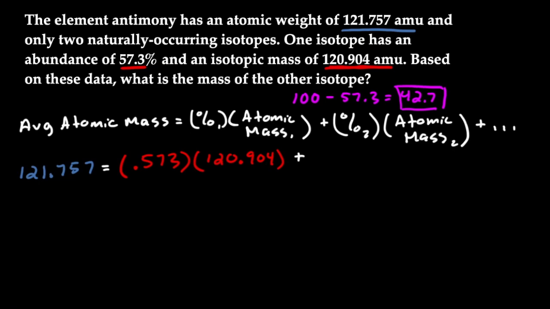Now this is where we don't know what the mass of this one is, right? We're looking for the mass of this, but we do know the percent. The percent is going to be this right here. And so what we'll do is convert this percent to a decimal. That's going to be 0.427, and then we don't know what the mass is, so we're just going to put an x in here, and we'll solve this for x. And so all we got to do now is just solve this equation out.